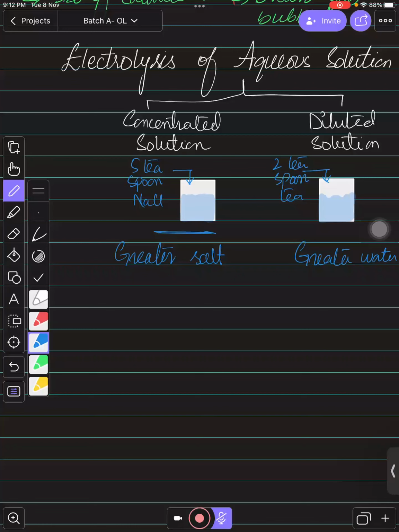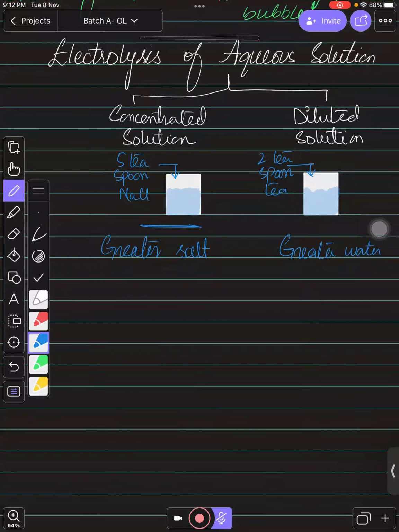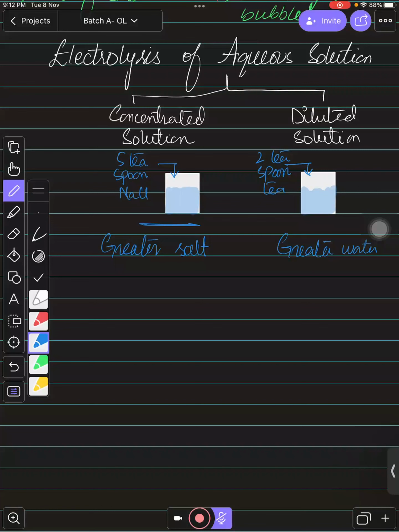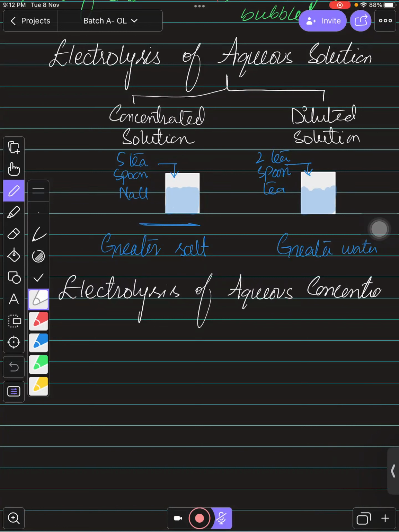Okay, so now let's move towards one of the examples. We are doing electrolysis of aqueous concentrated NaCl. Aqueous concentrated NaCl. Yes, one is aqueous concentrated, and another is diluted. Yes, exactly, right?